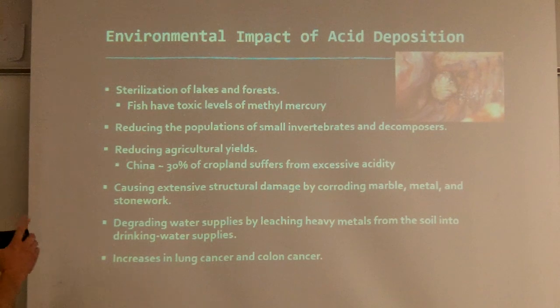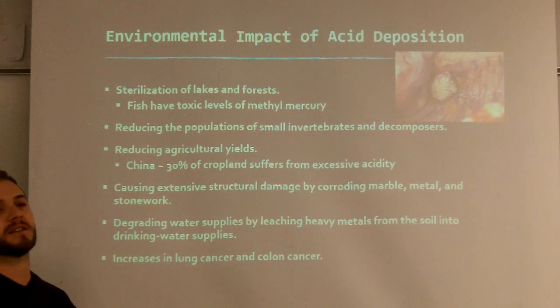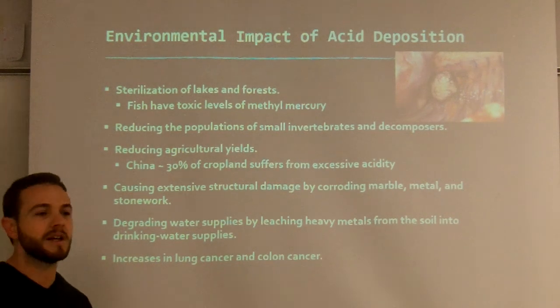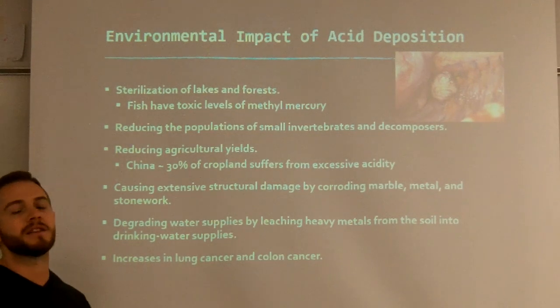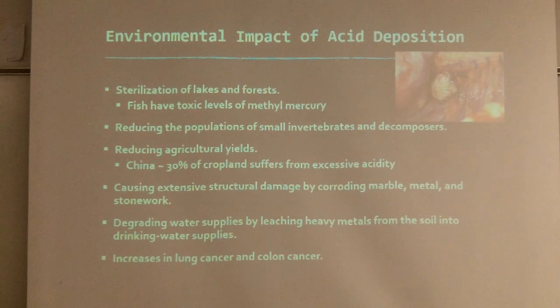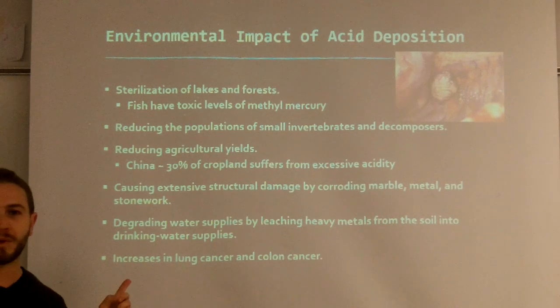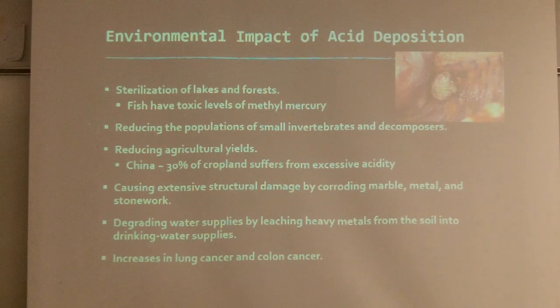Reducing the population of small invertebrates and decomposers. They're very susceptible to these changes in pH, plus they need the calcium carbonate. Reduces agricultural yield. We already discussed that, right? Because the acid rain lands on the ground, the nutrients in the soil buffer the acid, thus depleting them out of the soil so the plants don't have access to them. In China, 30% of the croplands suffer from excess acidity. Again, that would have happened in the Northeast if they didn't go through and add the calcium carbonate preemptively to act as that buffer.